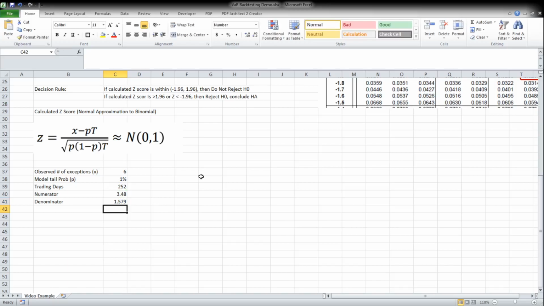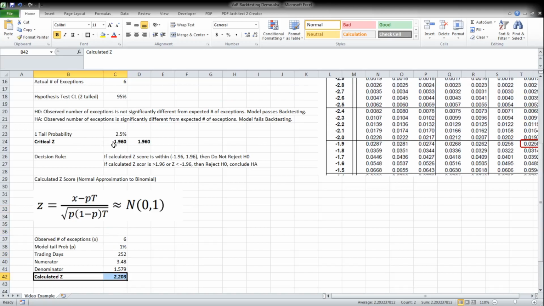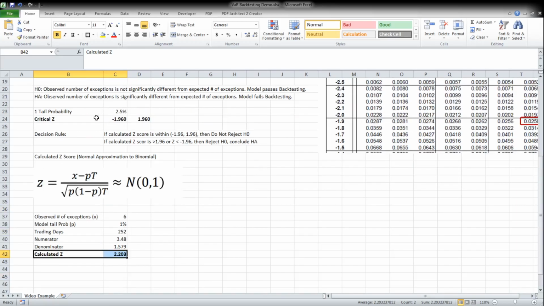So it's 1.579. The calculated z-score will be the numerator divided by the denominator, which is 2.203. That's our calculated z-score. And what was our critical z? Our critical z was between negative 1.96 and 1.96. I think I misspoke there. So our acceptance region was between negative 1.96 and positive 1.96.